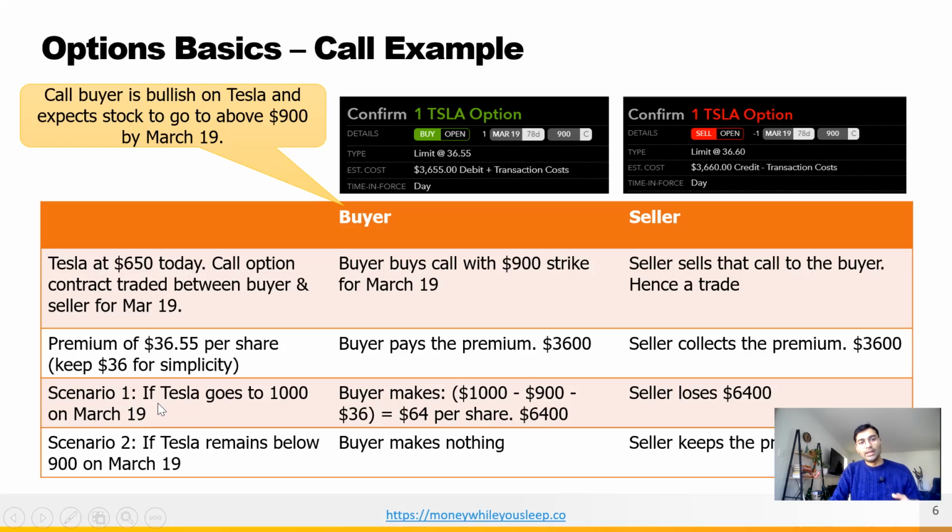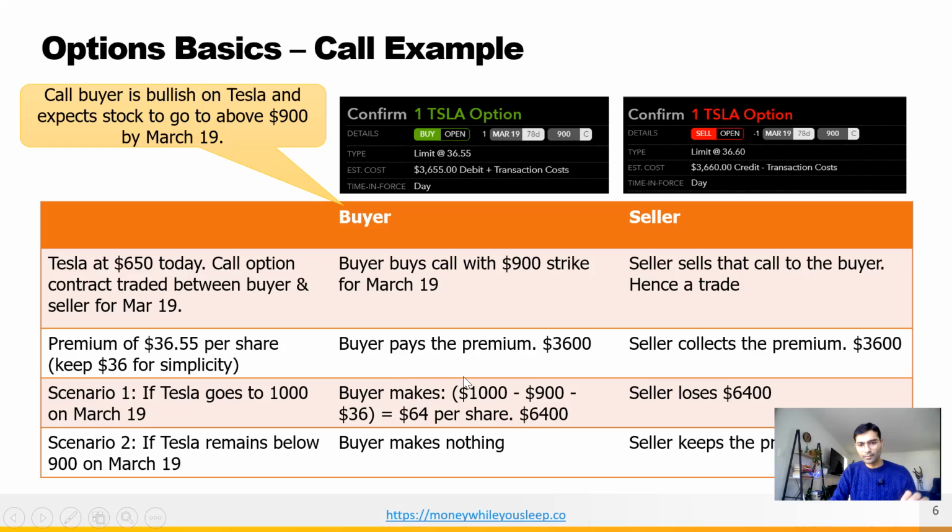So the first scenario is if Tesla goes to $1,000, basically above $900 on March 19th, what is going to happen? Buyer is going to make, because now on March 19, the stock is at $1,000, 1,000 minus 900. 900 is the strike price, which is here, minus $36 per share of premium. So $64 is the amount of money which a buyer is going to make per share. Hence, $6,400 is something which the buyer is going to make in this particular example if Tesla goes to $1,000.